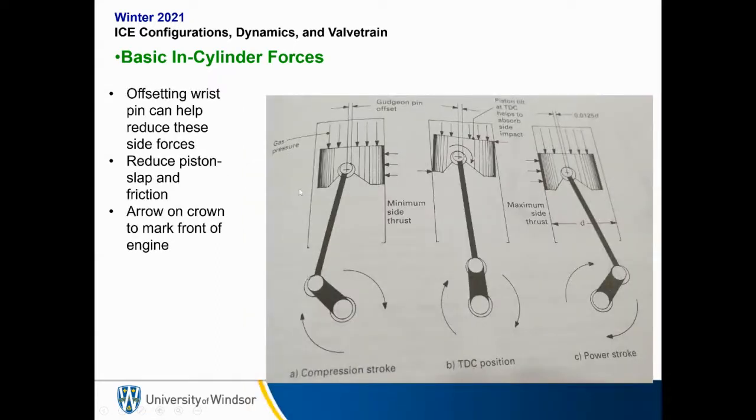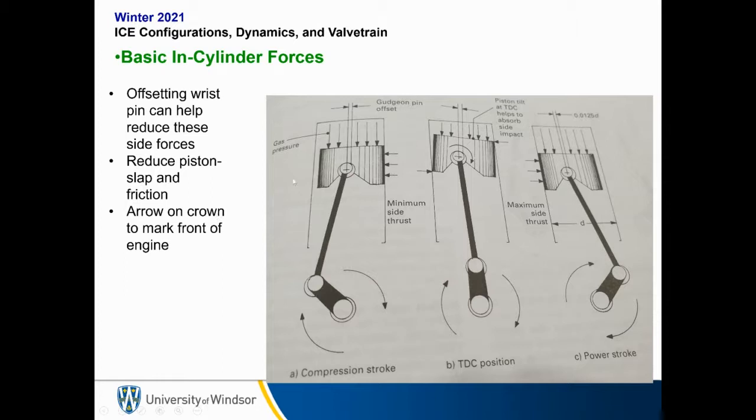Now, these side thrust forces are generally unwanted. So what we can do is offset the wrist pin, and it can help reduce these side forces. This can reduce piston slap, in other words, the piston bouncing back and forth in the cylinder wall, and also reduce friction. Remember, friction is proportional to the normal force. If we have a strong side force, that means there's going to be strong friction between the piston and the cylinder wall, and that's going to cause inefficiencies. So we want to reduce the amount of friction that's occurring. We can use this offset wrist pin concept to reduce the amount of side thrust force.